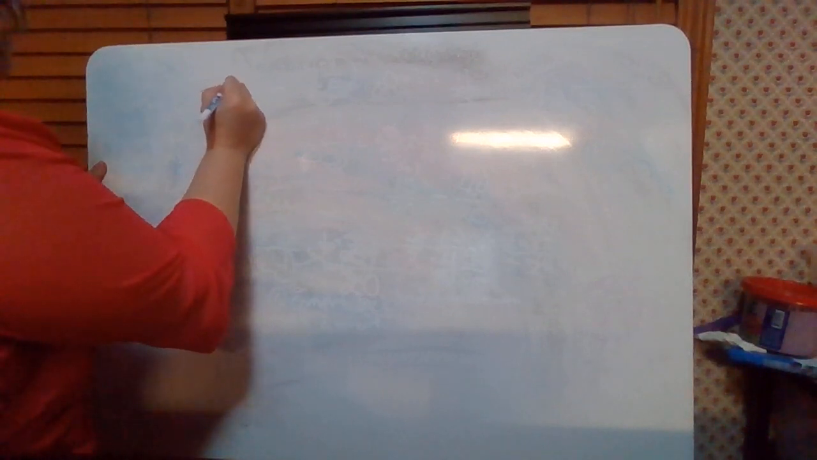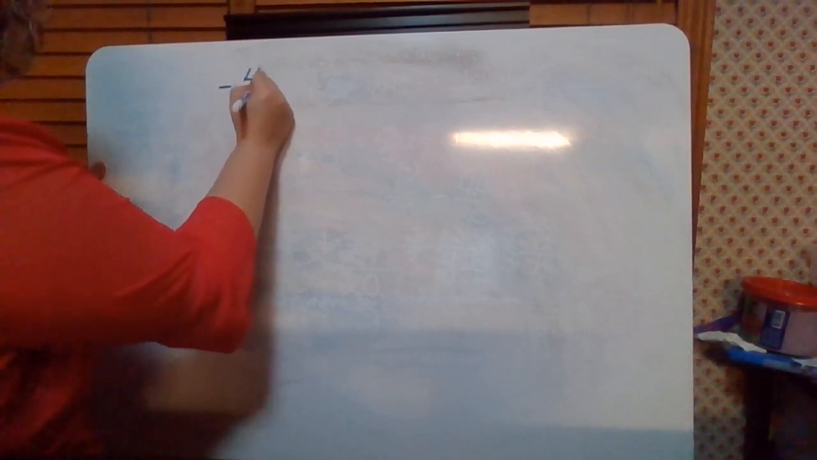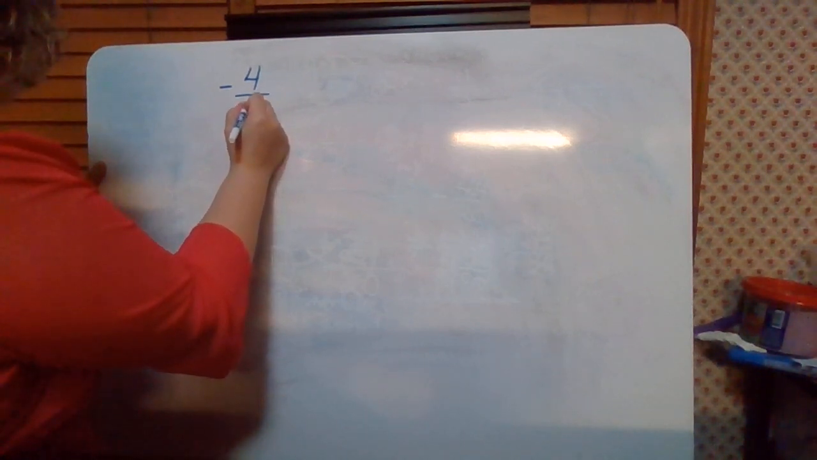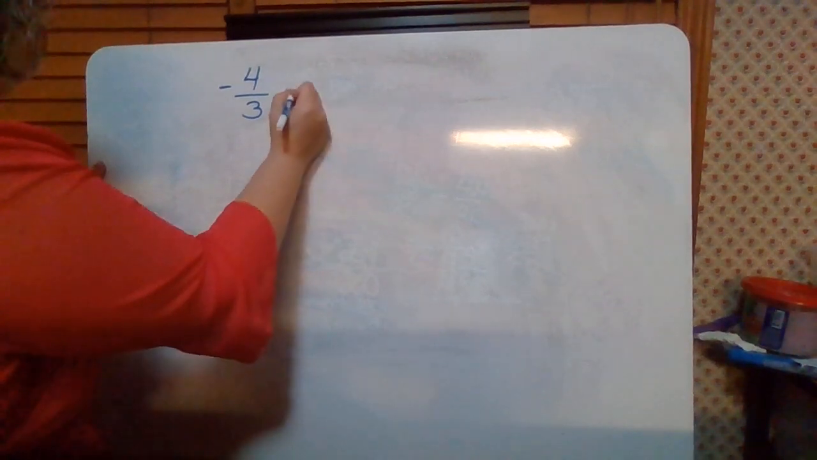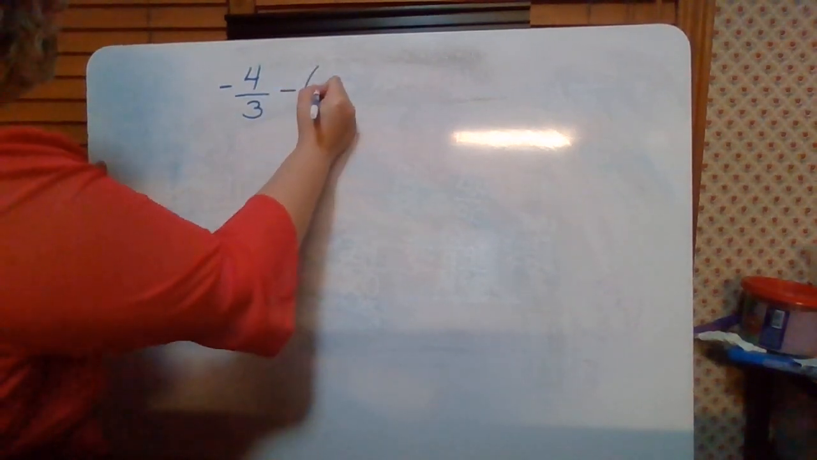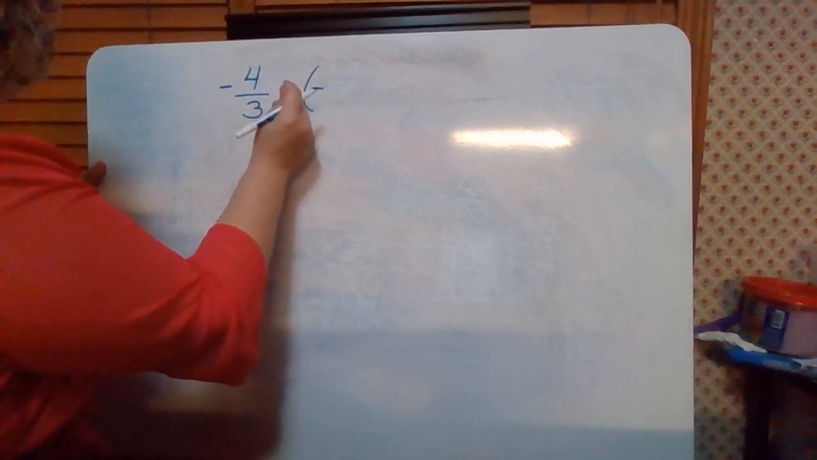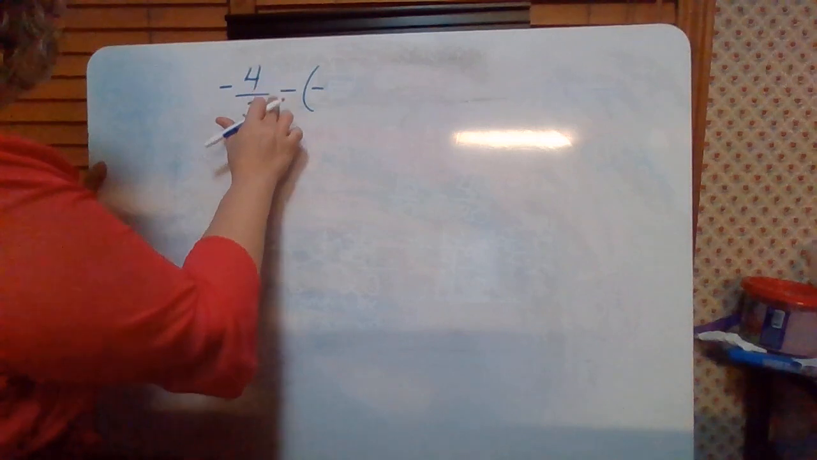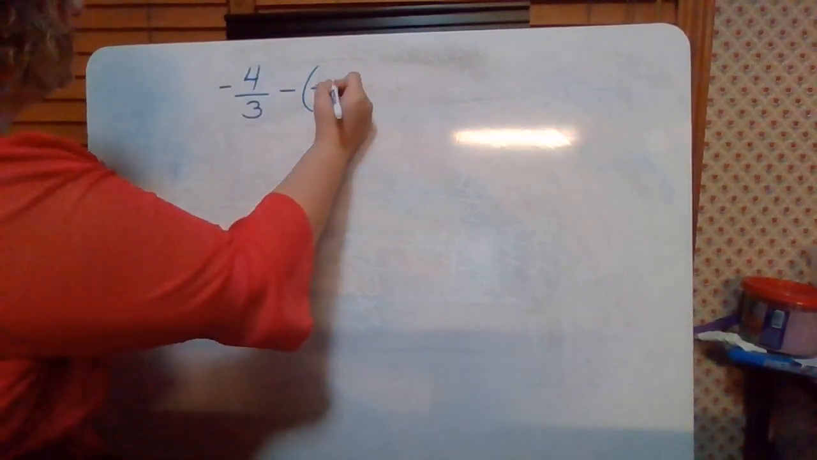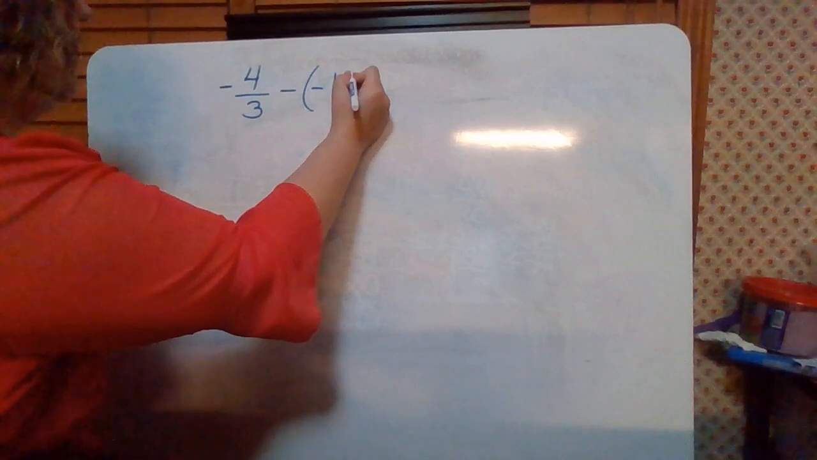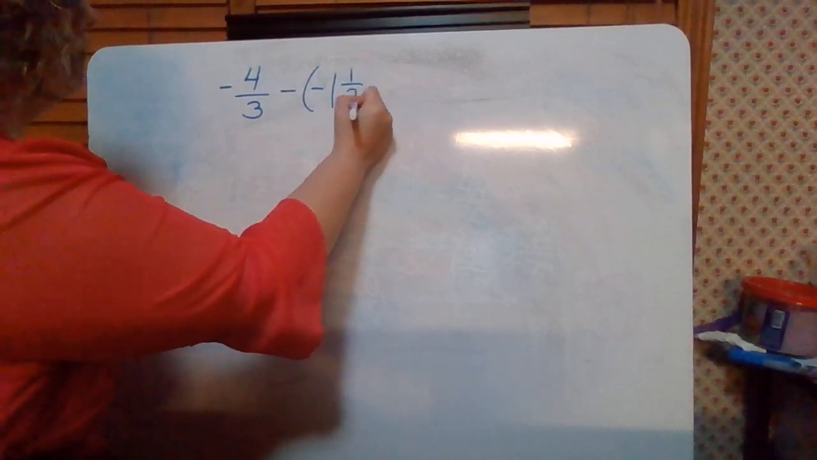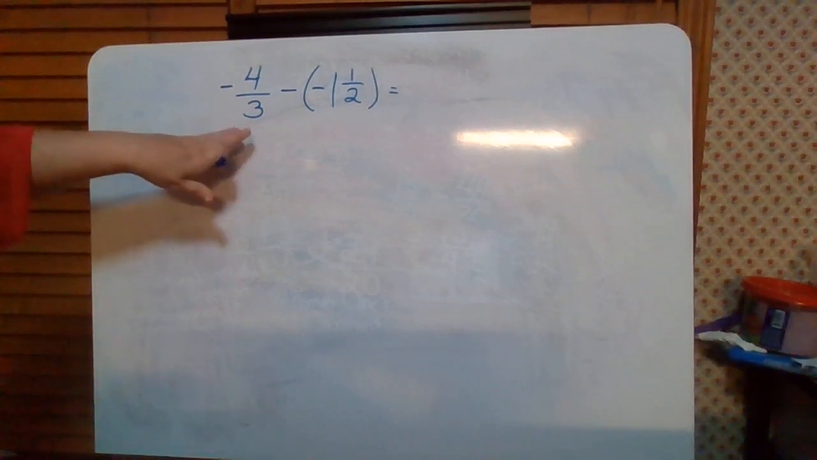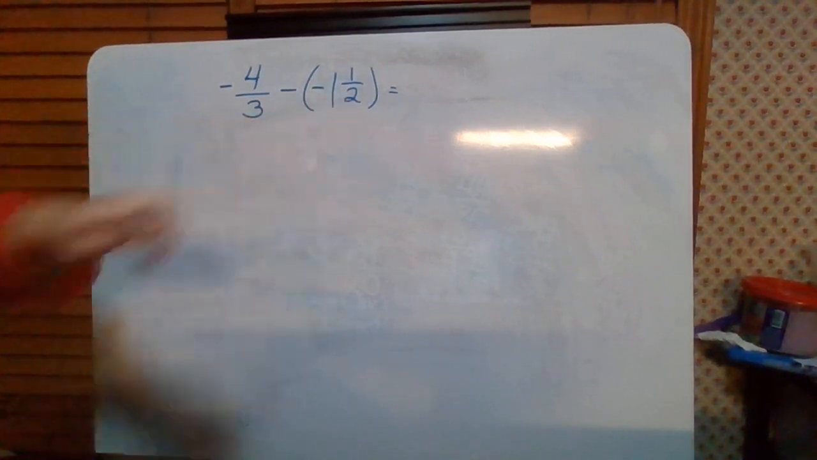Let's say I have a negative 4/3 minus a negative 1 and 1/2. This first one's already an improper fraction, so that's one less you have to do. Now we do have to convert this one.